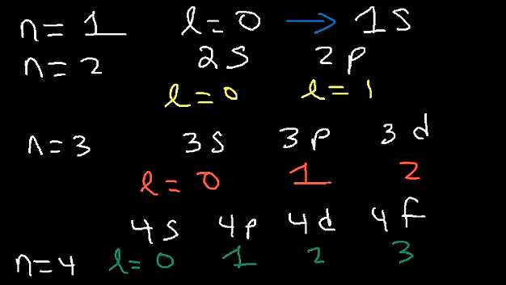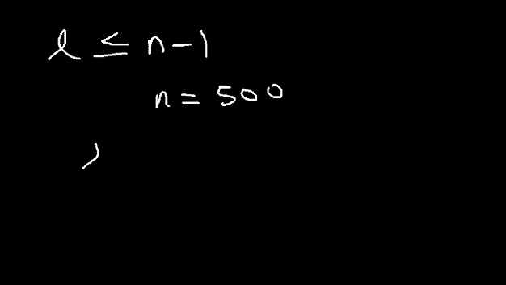Notice that l can at most be 1 less than n. So if n is 4, l could be anywhere from 0 to 3. If n is 10, l could be anywhere from 0 to 9. If n is 100, l could be anywhere from 0 to 99. So therefore, we could say that l is less than or equal to n minus 1. So if n is 500, l is less than or equal to 499. That means it could be 0 up to 499, but l can't be 500.